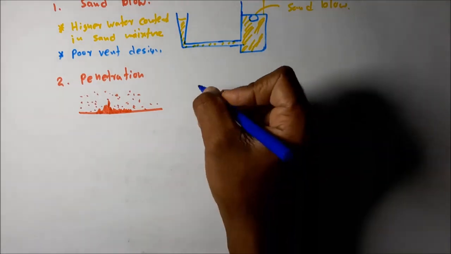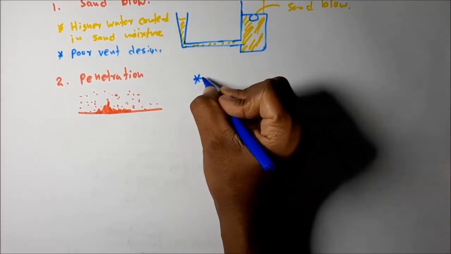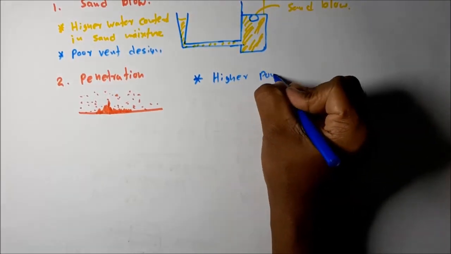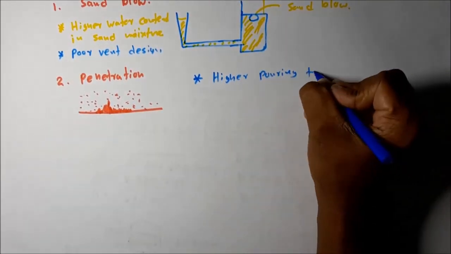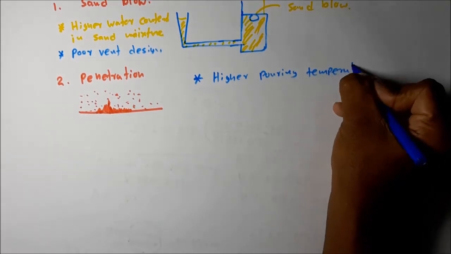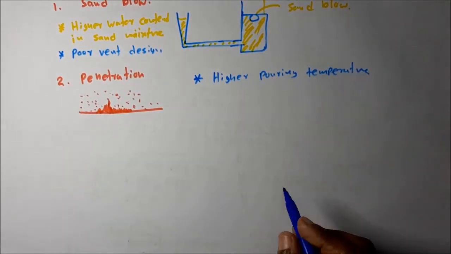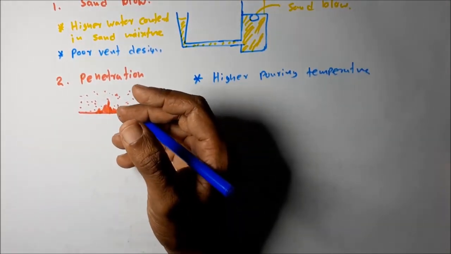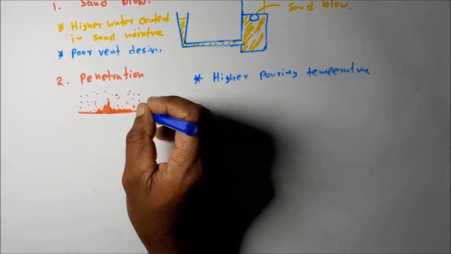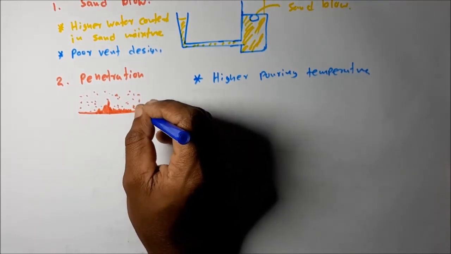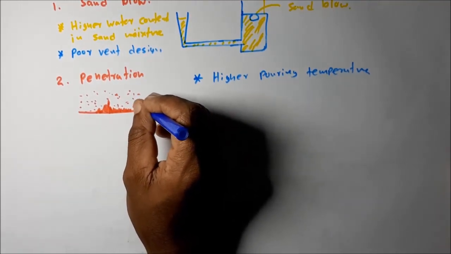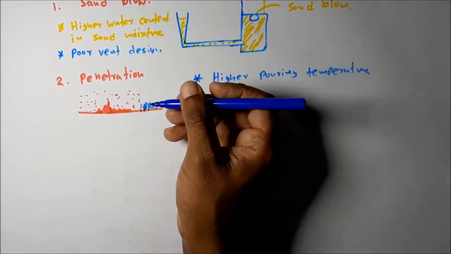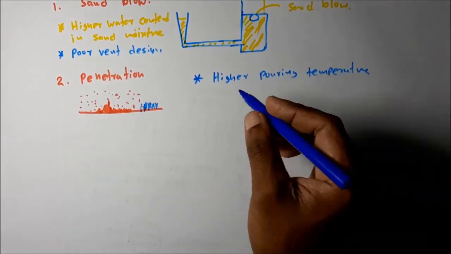What is the reason for this one? Higher pouring temperature. Because of the higher pouring temperature, what happens? The viscosity of the molten metal reduces. Then this molten metal, with reduced viscosity, can easily penetrate into the cavities of the sand wall. That is the reason this penetration occurs.